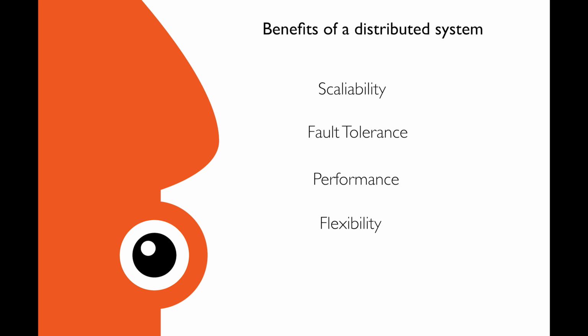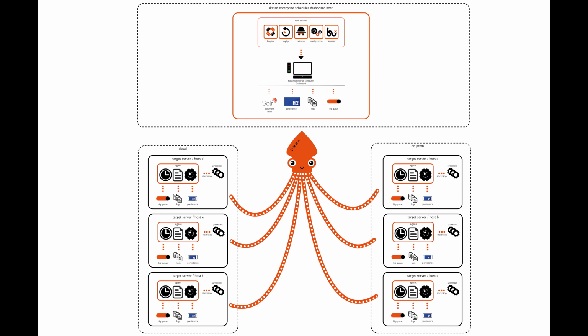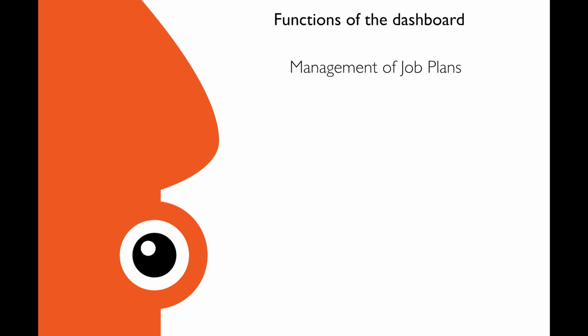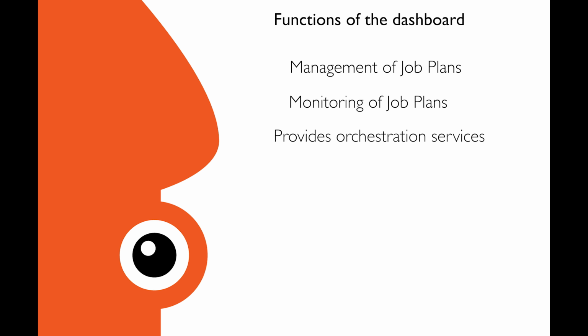the system over time. As previously mentioned, the Ikasan Enterprise Scheduler architecture comprises two distinct software elements. The first is the Ikasan Enterprise Scheduler dashboard. And the dashboard is at the heart of the Ikasan Enterprise Scheduler and fulfills the following functions. It provides features that allow for job plans to be managed. It provides features and services that allow for job plan instances to be monitored. It acts as an orchestration engine for all job plan instances. It manages the life cycle of all job plan instances.